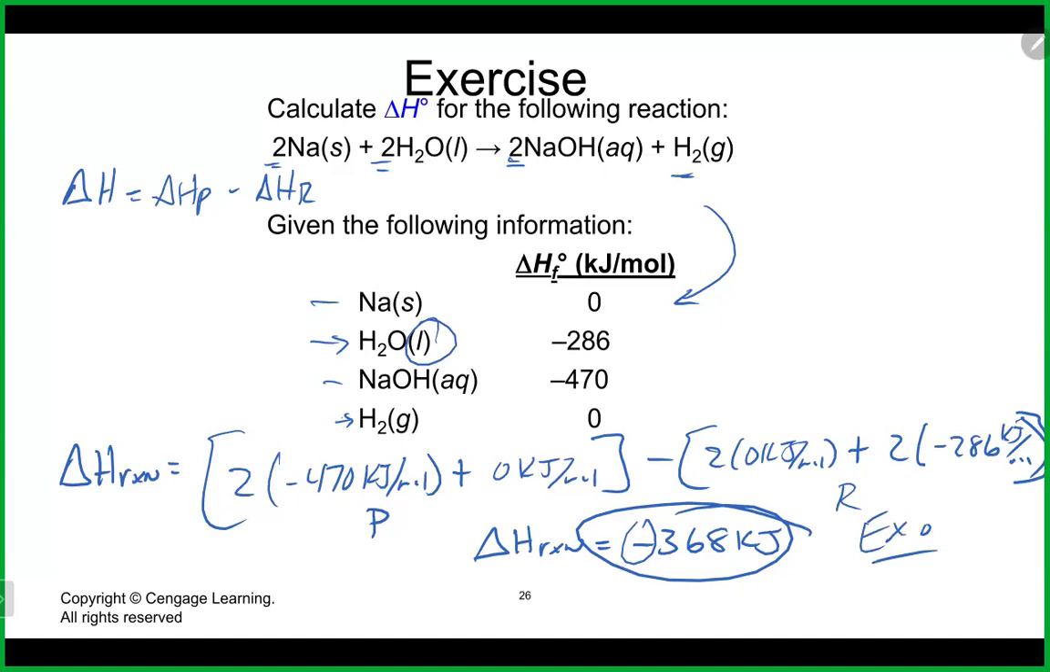Negative 368, yes. Kilojoules per mole, or just kilojoules? At this point, you really could leave it at kilojoules, because technically the numbers in front are the moles, so those moles cancel. But I will say people will sometimes still label it as per mole at the end. I'm okay with just kilojoules. Technically speaking, when you multiply by that coefficient, that's where the moles cancel out. Other questions?